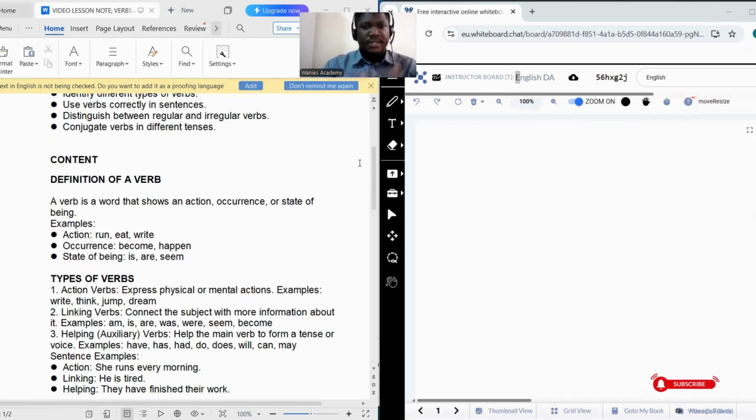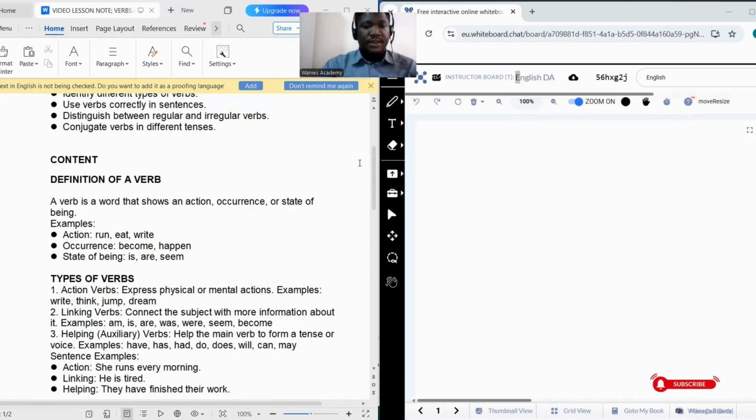Now let's jump into types of verbs. We have different types of verbs. The first and the most common and most popular type of verbs are action verbs. These verbs express physical or mental actions. They express someone doing something that you can see or something that's going on in someone's mind. For example, we have write, think, jump, dream, swim, sleep. These are all action verbs.